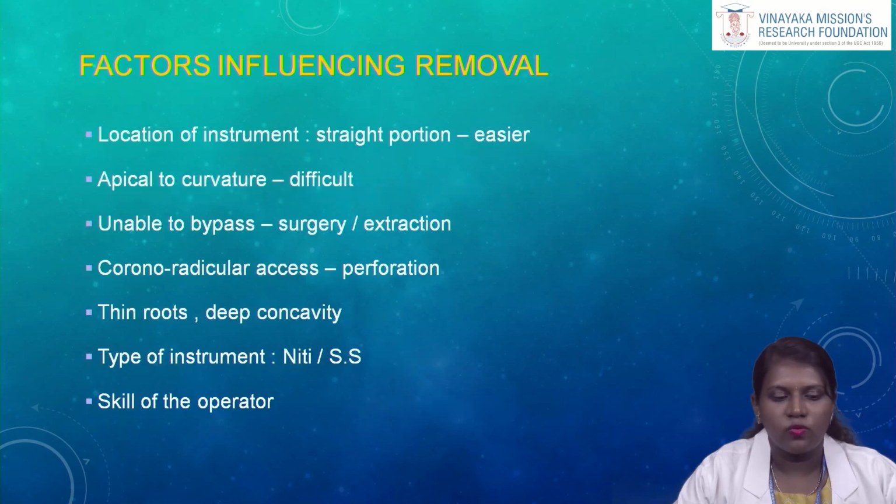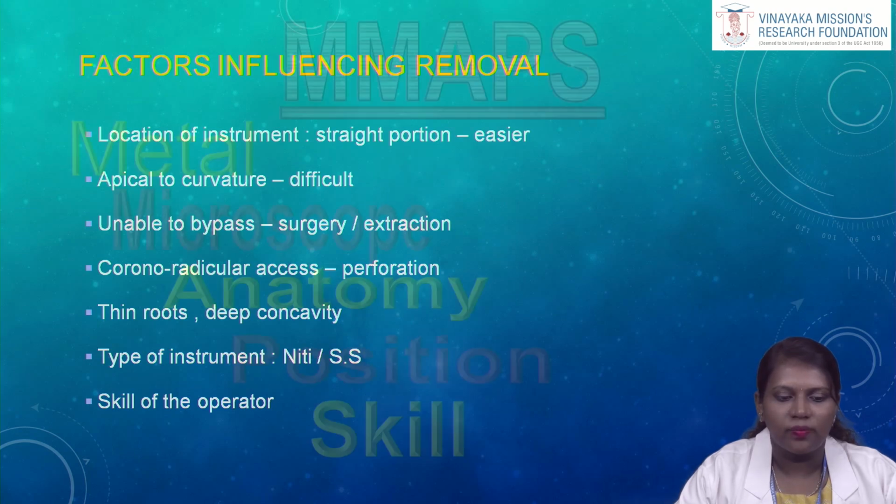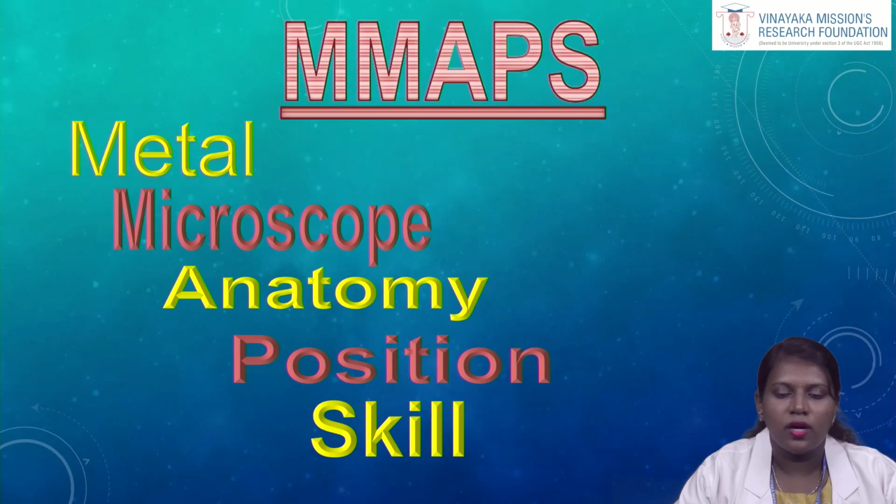Factors influencing removal. We have to check the location of the instrument. If it is in the straight portion of the canal, it will be easier. If it is apical to the curvature, it will be difficult to remove. If it is unable to be bypassed, we can go for surgery or extraction. Coronoradicular axis deviation can lead to perforation. Thin roots, deep concavities, type of instrument, whether it is nickel titanium or stainless steel, and skill of the operator matter.